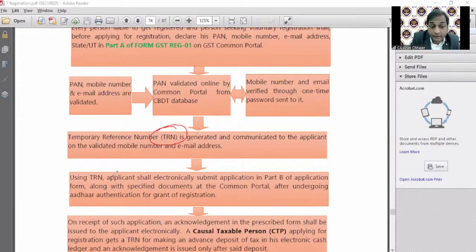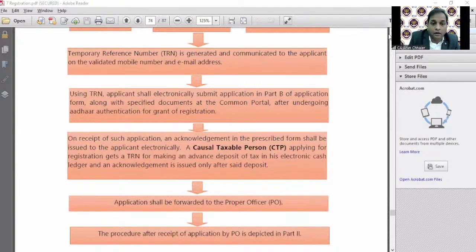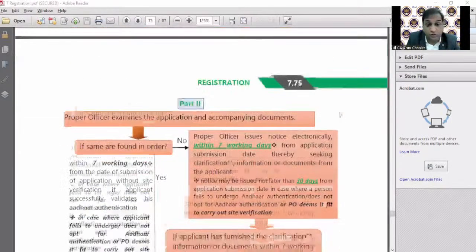Part B: once the TRN is received, I can go for part B, which has to be completed within 15 days. On receipt of the application, an acknowledgement in the prescribed form shall be issued to the applicant. A casual taxable person applying for registration gets a TRN for making an advance deposit of tax, as we have discussed. In the CTP and NRTP cases, the tax has to be paid in advance. The application will be forwarded to the proper officer. Let me read part 2 also.